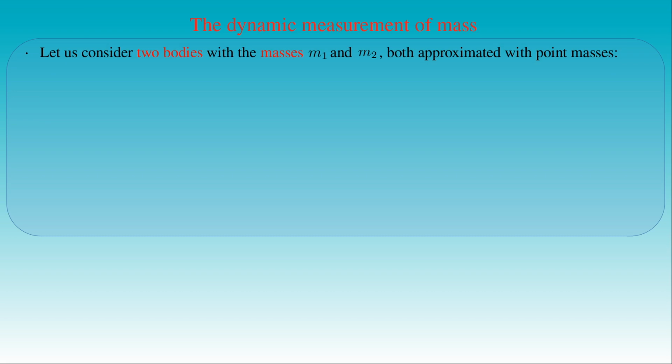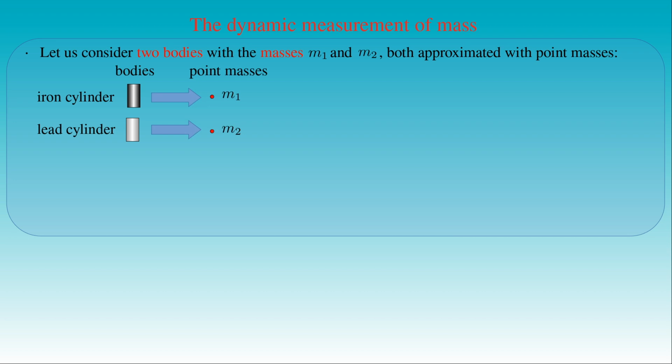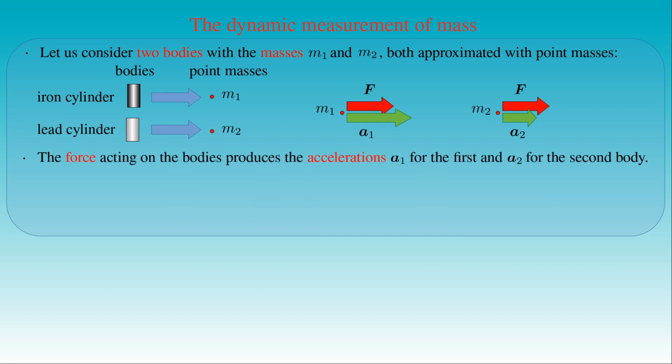For example, an iron cylinder with the mass of m1, and a lead cylinder with the mass of m2, where we will approximate the cylinders with point masses in motion. The second law of motion tells us if a force F is applied to both the point masses, then the same force produces the accelerations a1 and a2 on the bodies. Since the force acting on the point masses is the same, the accelerations a1 and a2 point in the same direction and only their magnitudes are different.